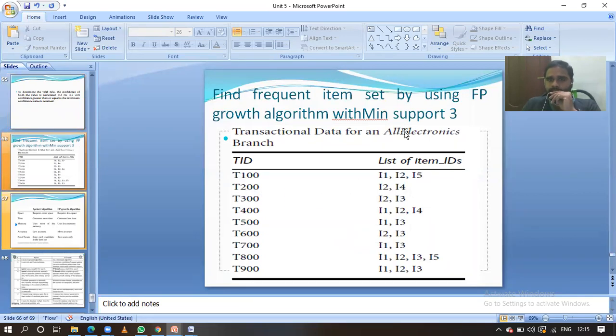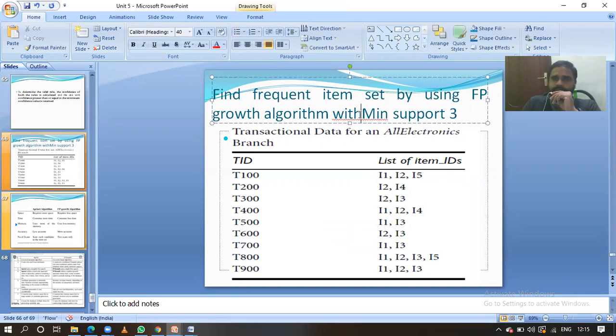Okay, minimum support is 3. With minimum support 3, we have to write down the frequent item set for this FP growth algorithm. For the FP growth algorithm, find out the frequent item set. That is a homework for you guys.